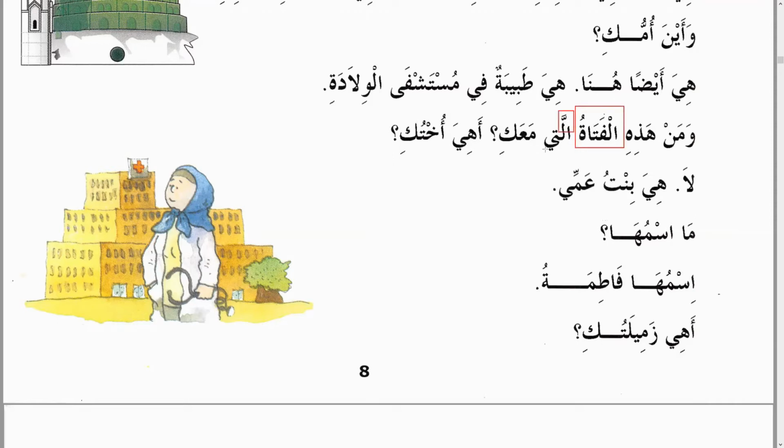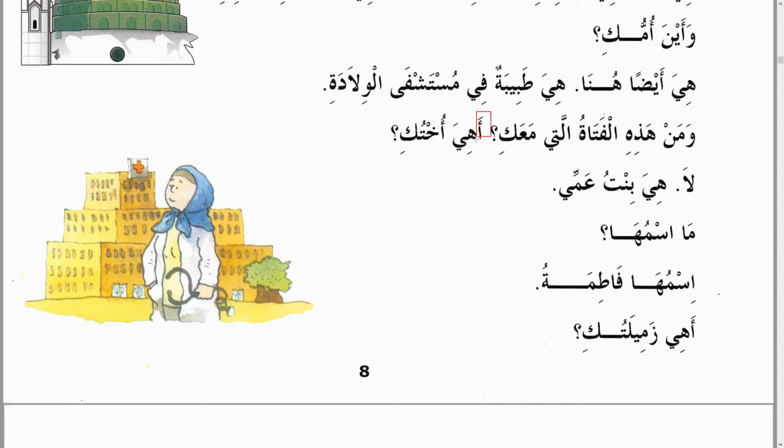So instead of saying allazi, the feminine form is allati, right? Allazi, which or who, is used for the masculine singular. So this is allati, who is with you. This is for feminine, right? Allati. Inshallah, we'll look into more in the exercise. Allati ma'aki, who is with you. Ma'a is with you. Ahiya ukhtuki, is she your sister? Ahiya ukhtuki, is she your sister?